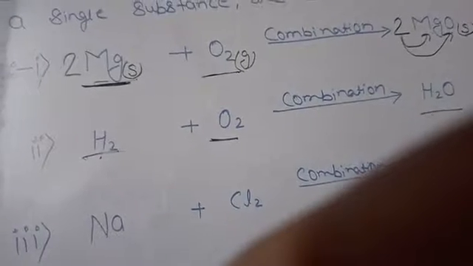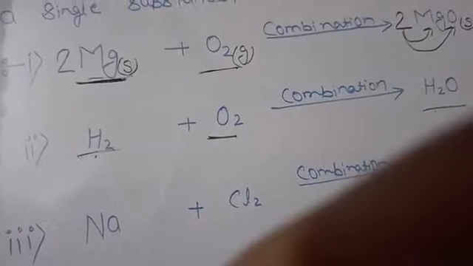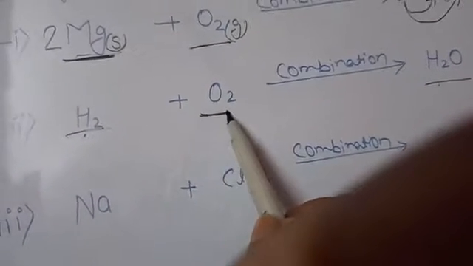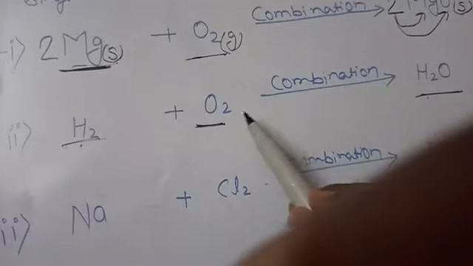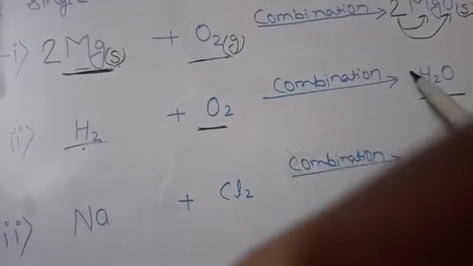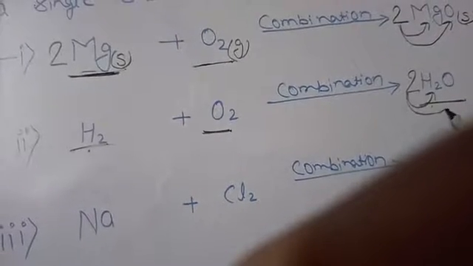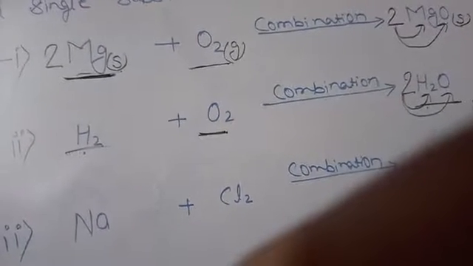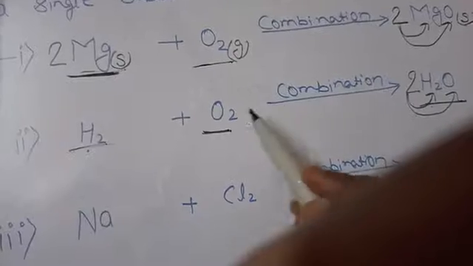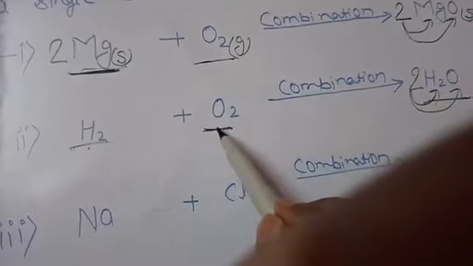Now if you talk about oxygen, there are 2 atoms of oxygen in the LHS and 1 atom of oxygen in the RHS. So to balance the oxygen atoms, we have to multiply here by 2. Now this 2 is counted for hydrogen and oxygen both. So now it is 4 atoms of hydrogen and 2 atoms of oxygen. Now oxygen is balanced, 2 atoms on each side. Now to balance the hydrogen, here it is 4.